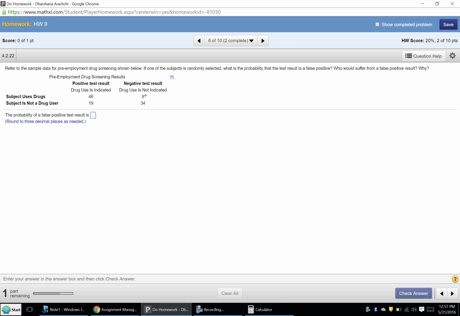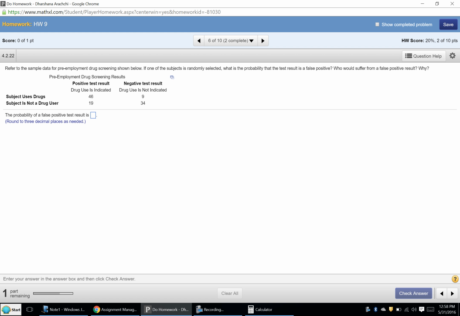Okay, so this 9 is a false identification, right? These 9 guys are actually drug users, but the test failed to identify them as drug users. And these 34 are correctly identified as not drug users because they did not use drugs, and the test correctly identified them as not drug users. All right, so that's how you can explain this contingency table.